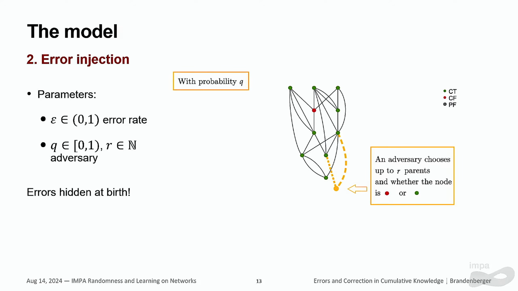Okay, and importantly, as I mentioned, the errors are hidden at birth. So when you create a new node, if you don't check, you just add it to the graph, and so it's publicly true.